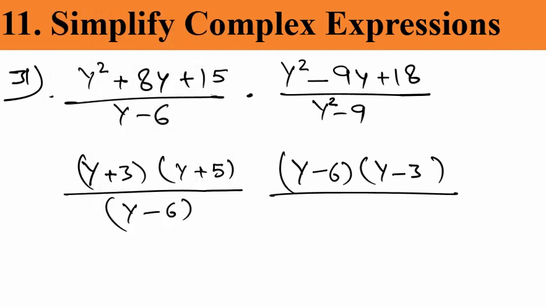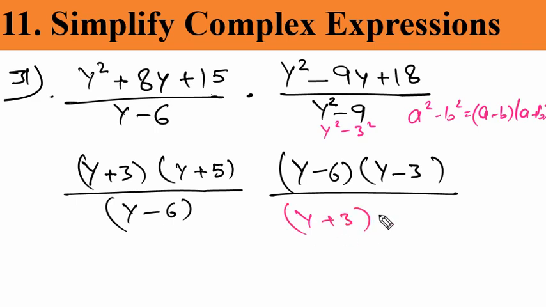Now what about this one? What will we do about this? This is nothing but a square minus b square, right? So that will give you a minus b multiplied by a plus b. So this is y square minus 3 square. So I will write y minus 3 multiplied with y plus 3.